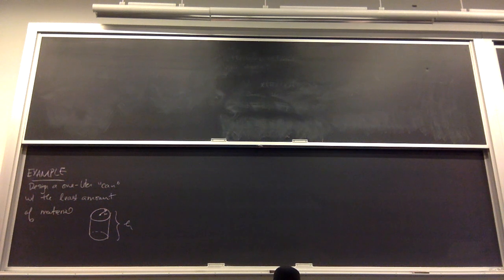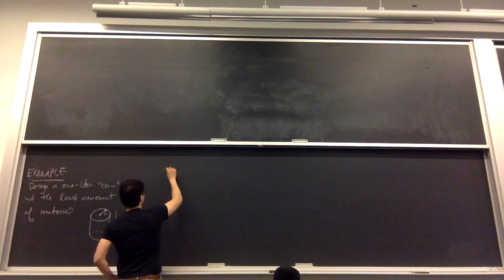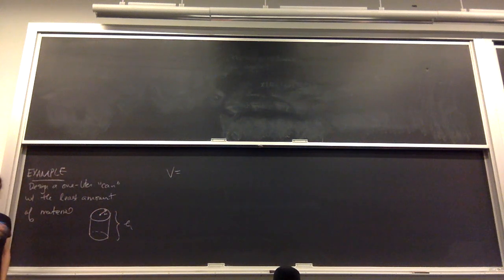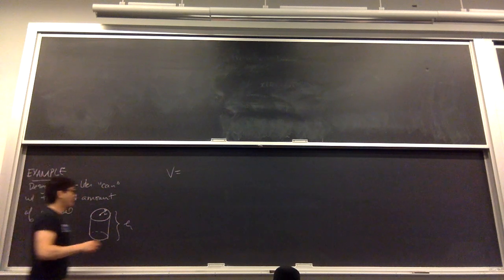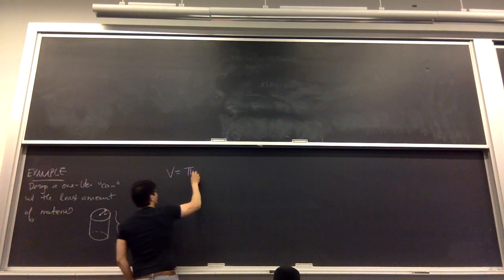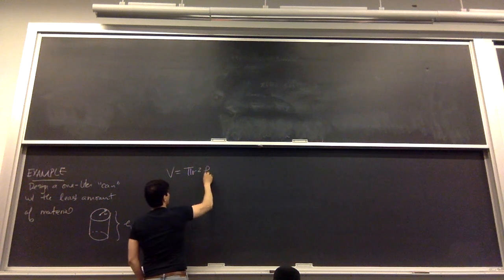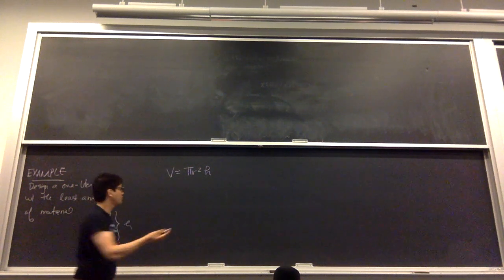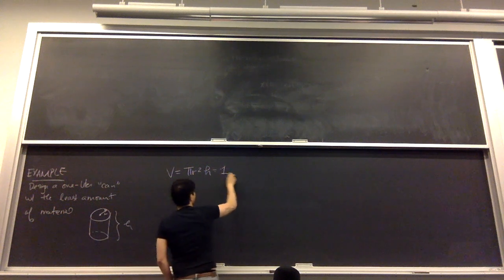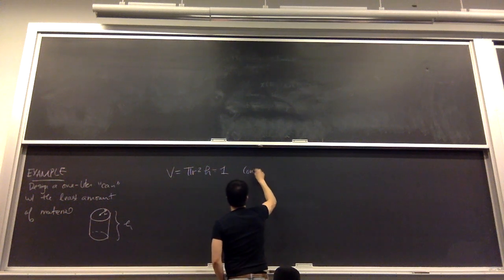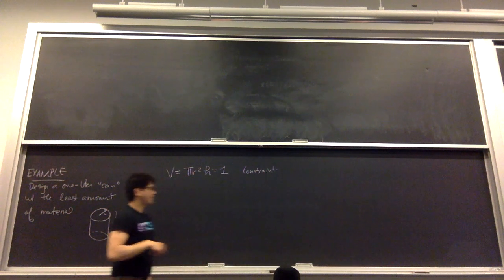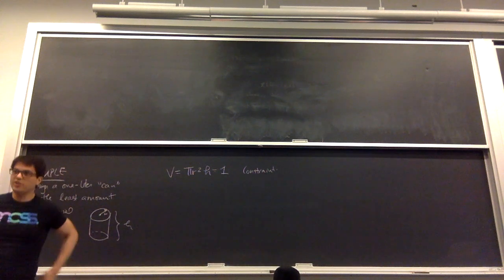Okay, so we have two things here. What's the volume of a circular right cylinder? Isn't it pi r squared h? Yeah, pi r squared h, and we know that this equals 1 for this problem. This is something that we call a constraint. So what's the thing that we're trying to optimize now in this situation?